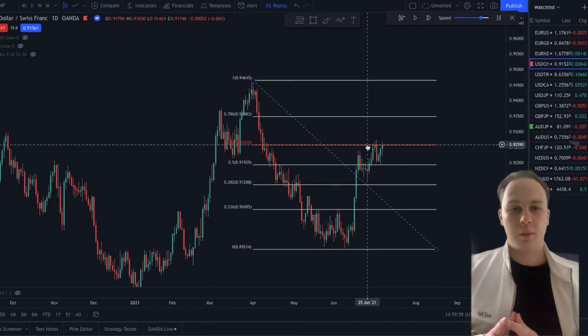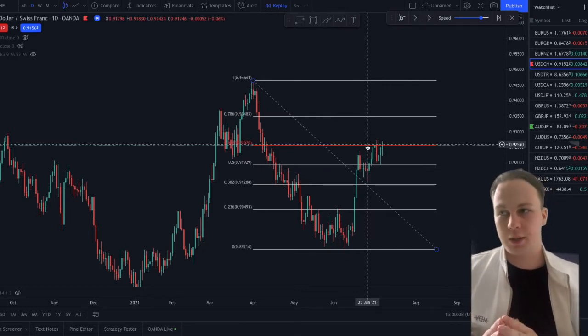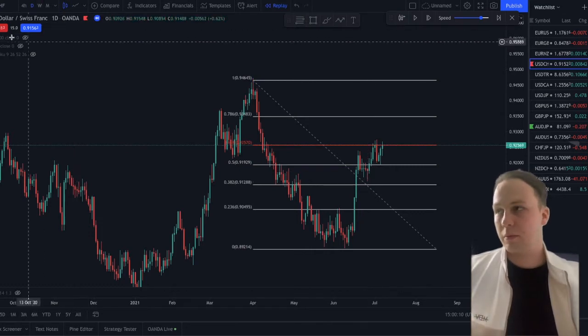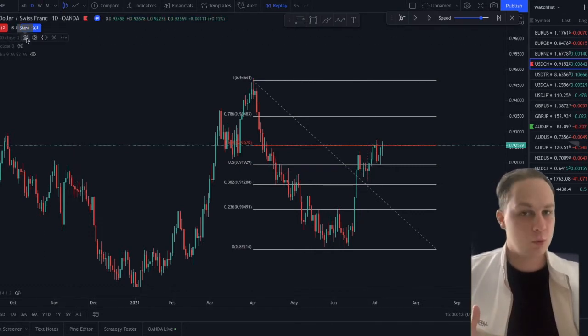Now this isn't a sign that the market is continuing to the upside. This is quite the opposite. This is a sign that the market is ready to push again to the downside in line with the daily trend. So we are looking for short opportunities here. Your moving averages indicators will tell you the opposite.